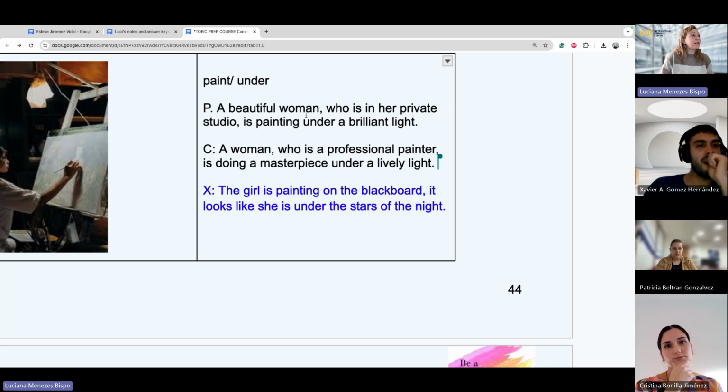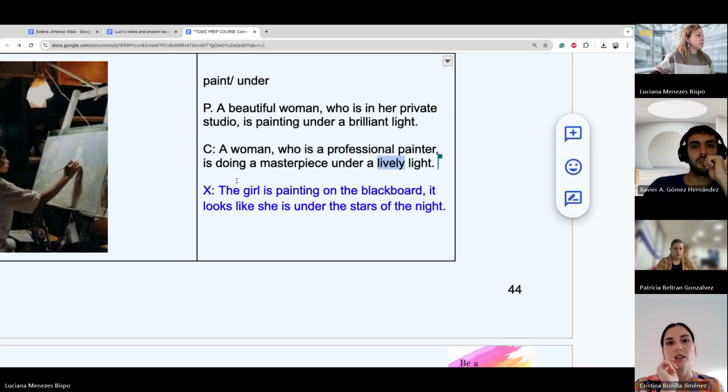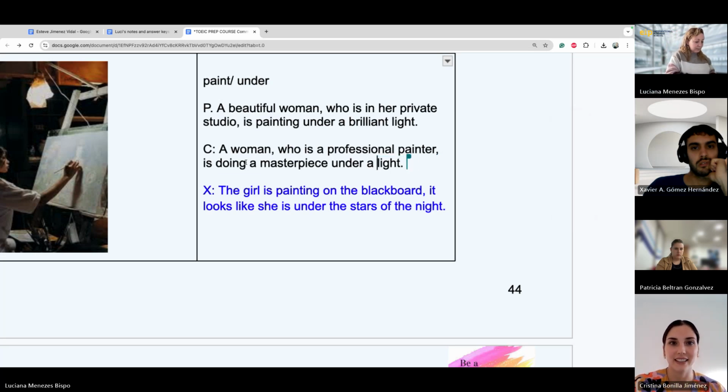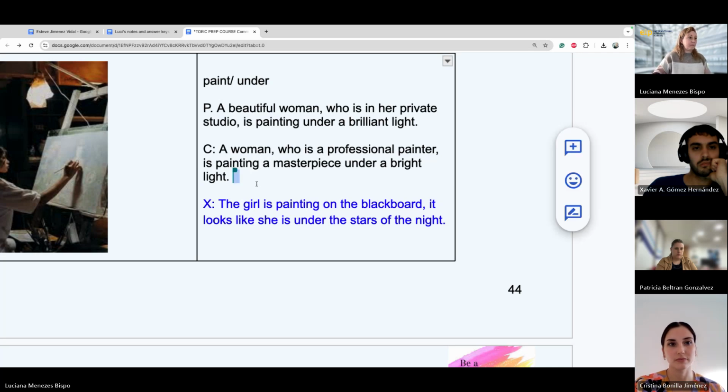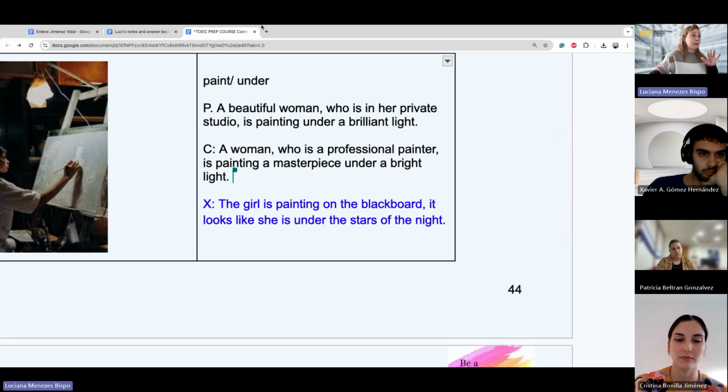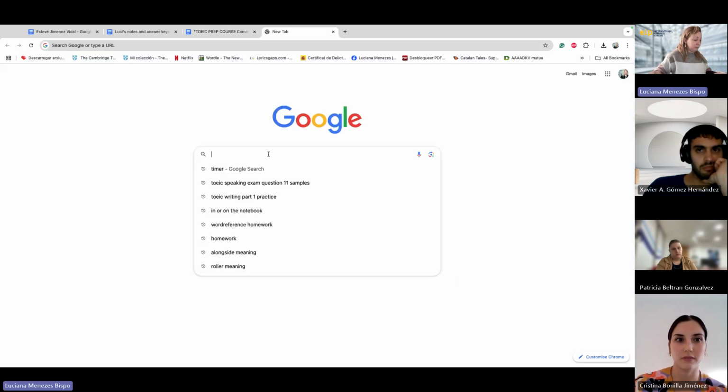Is painting under a brilliant light. A woman who is a professional painter is doing a masterpiece under a lively light. I don't understand lively light. Lovely. It's like light. Yes. Right. Okay. She's painting a masterpiece. Well, Lucy, double check. I don't want to be unfair.